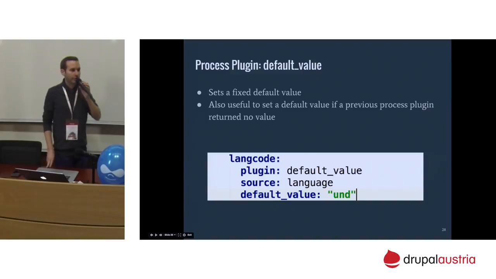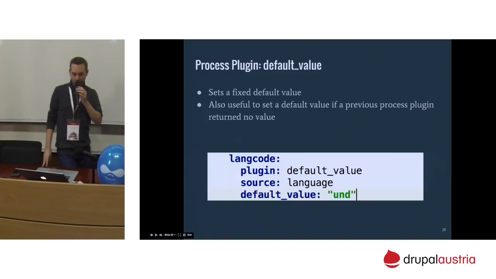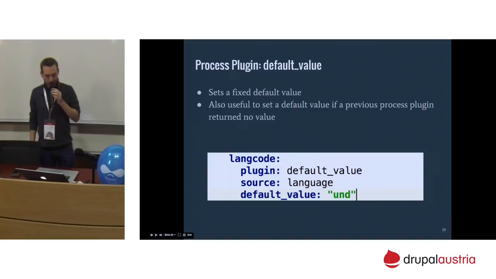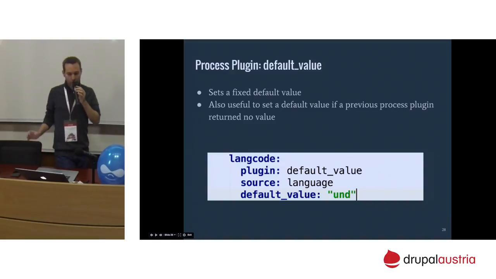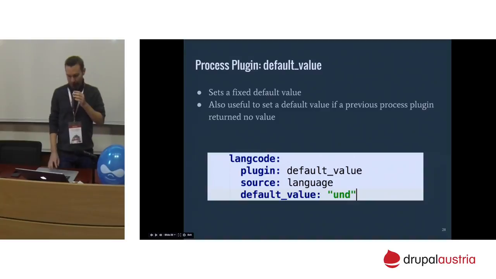I already showed the get plugin. There's also the default value process plugin, which is pretty straightforward. It sets a fixed default value in case there is no other value provided. In this example, the lang code destination field will get a default value of UND when there is no value for the language defined in the source.